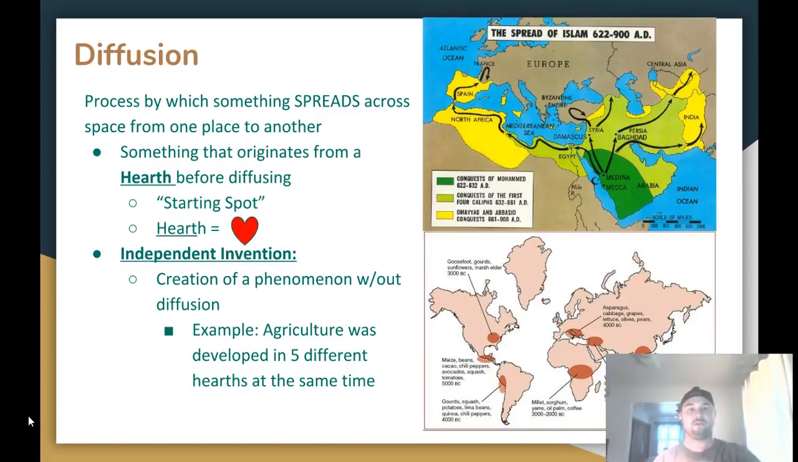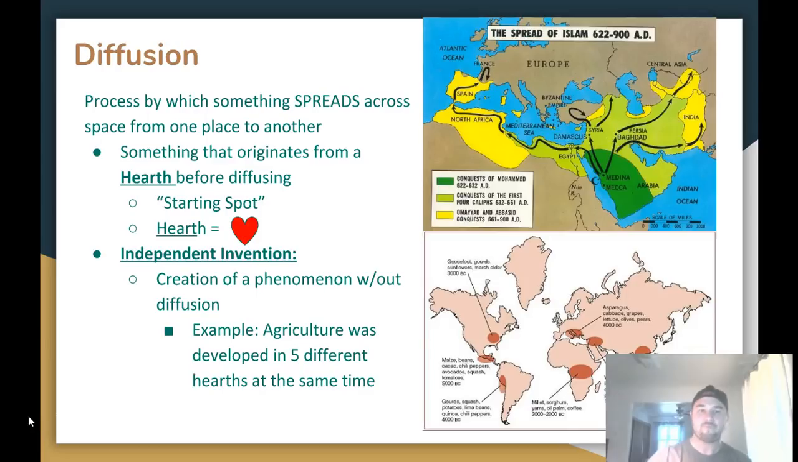Now again, diffusion, wherever something starts is a hearth, okay? But when it's first developed, it's just an independent invention. Once you have that independent invention, it can then become a hearth if it spreads somewhere else. So when it spreads somewhere else, somebody might ask, where did it come from? That's the hearth. Now you don't have to have one hearth. When you have many, that's the independent invention all around the world, and it's spread from many of those spots.